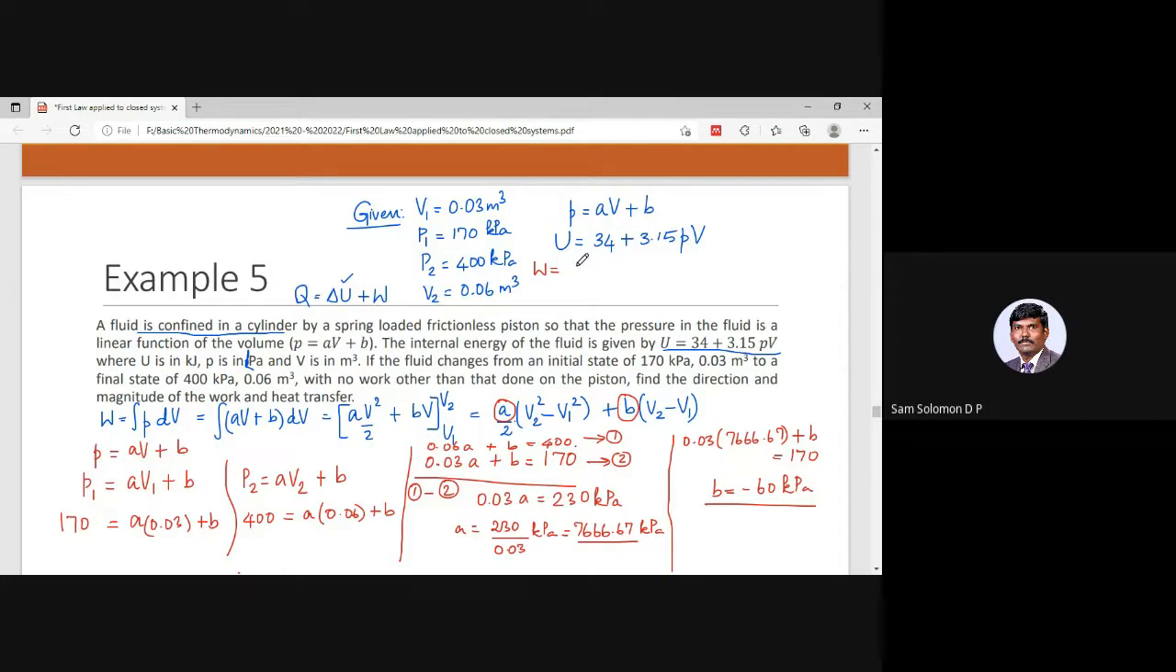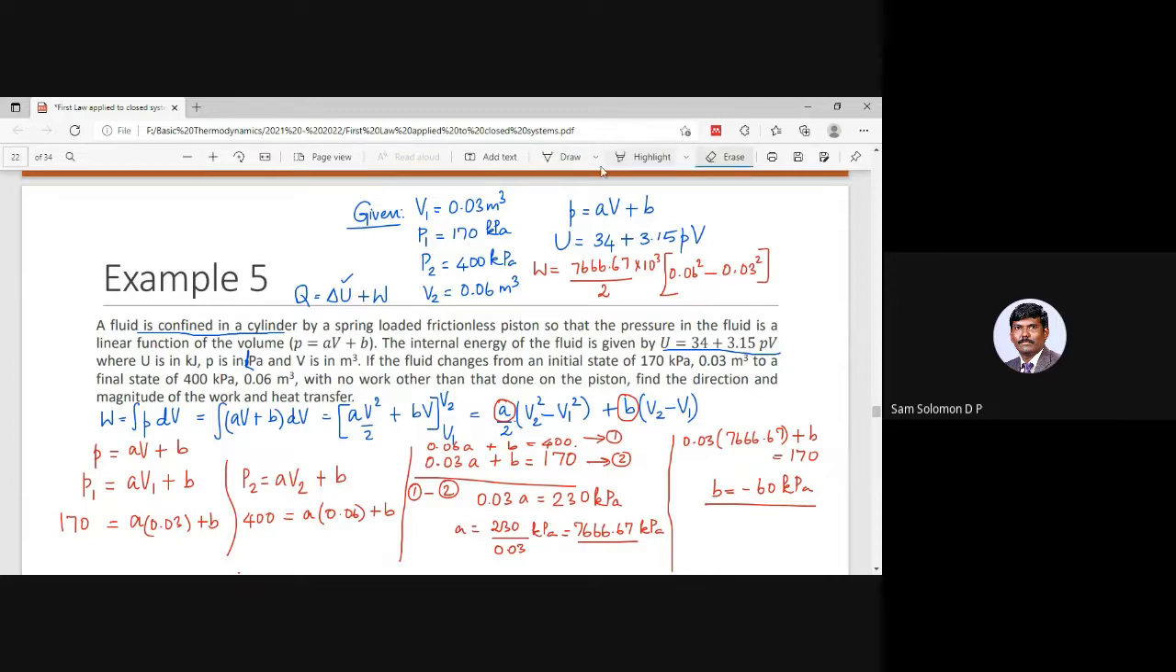So for the work done, you will be getting 7,666.67 divided by 2, and there is a 10 to the power 3 because it is kilopascal, multiplied by V2, which is 0.06 squared minus 0.03 squared, and then we have plus B times, so that is minus, minus 60 times 10 to the power 3, 0.06 minus 0.03. So you would be getting some answer in kilojoule.